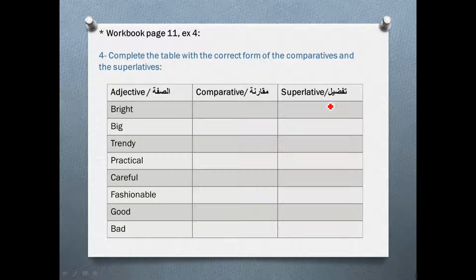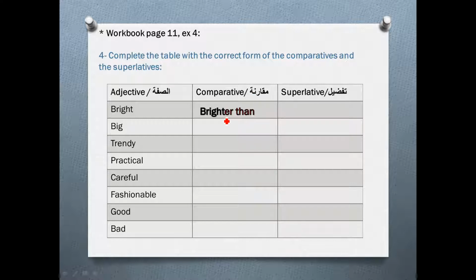Now the first one is the word bright. أول كلمة هي صفة bright بمعنى مشرق. bright بمعنى مشرق أو فاتح. So this is one syllable adjective. هذه صفة من مقطع واحد. حتى تصبح صفة مقارنة نضيف لها فقط مقطع er بالنهاية فتصبح brighter than.